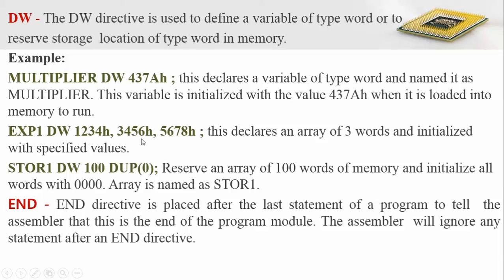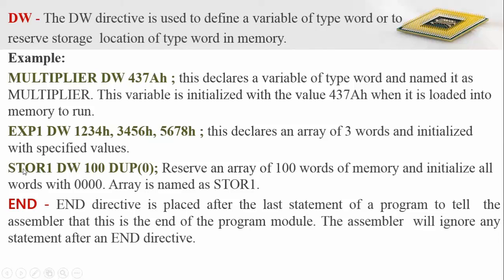DW 1234H, 3456H, 5678H. What's the meaning? We need memory for storing these 3 values. Each value requires 1 full word for its storage. So for this value we need 1 word or 2 bytes, for this we need 1 word or 2 bytes, and for this also 1 word or 2 bytes. In total 3 words or 6 bytes are required, and this memory allocation together is named EXP1.